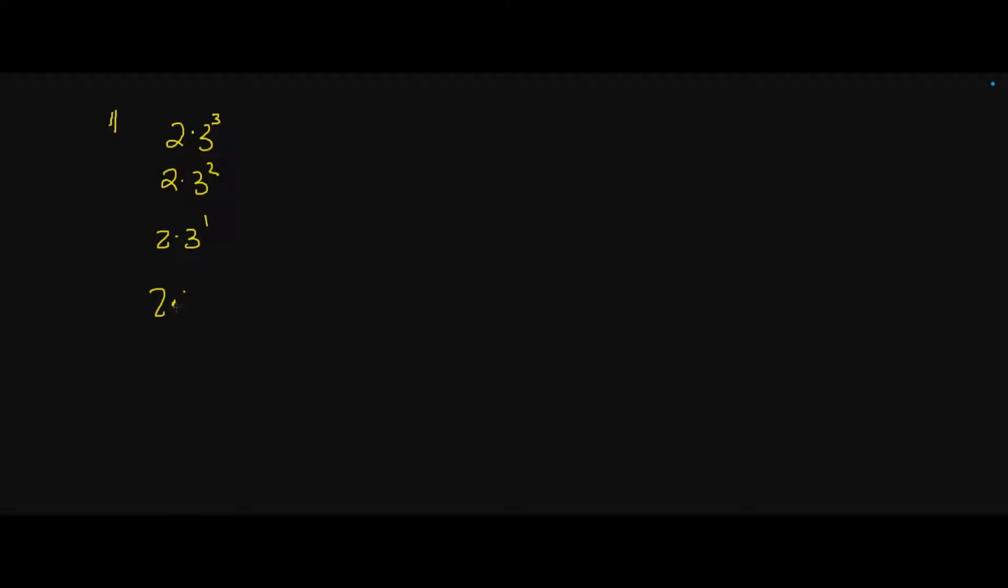Now, here's the thing. If I asked you to solve 2 times 3 to the third, well, 3 to the third, what does that tell you to do? Well, when it's a positive exponent, that tells you you're going to multiply the 3 three times. Now, let's see 3 squared. Well, this tells you that you need to multiply 3 by itself twice. Okay. Well, what does 3 to the 1 mean? Well, that just means you're multiplying it one time. It's just one time. Okay. And you can see that we're losing a 3 as we continue on.